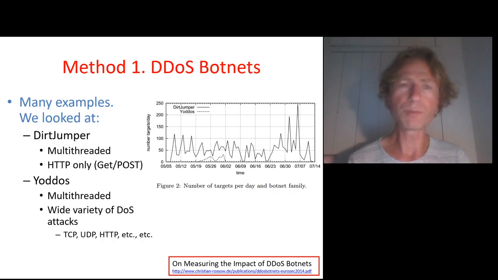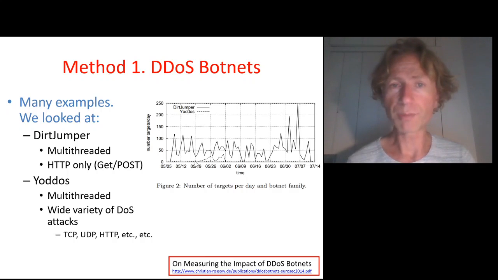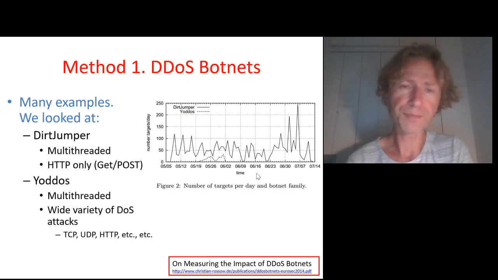So Dirt Jumper was multi-threaded, but it only could do HTTP attacks, so only sending GET and POST requests to a server, whereas the DoS one was also multi-threaded, but it had a wide variety of denial of service attacks. So it could do TCP, UDP, HTTP, etc. But it wasn't used as much, at least in the time when we looked at it.